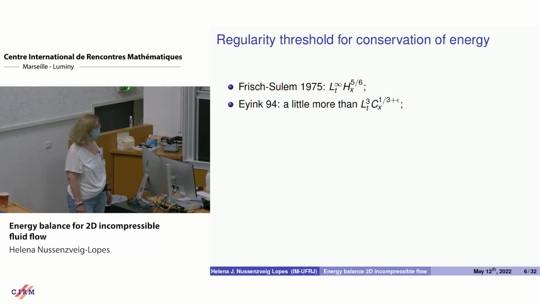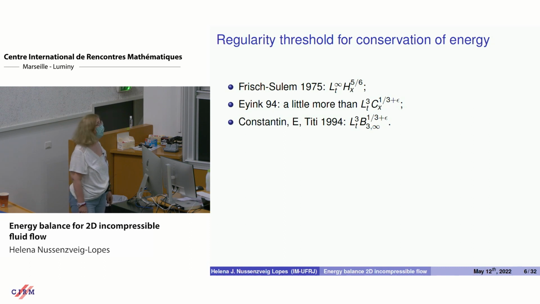Then two papers from 1994, by Constantin E and Titi, showed basically that if the Euler solution is L3 in time, B^{1/3+epsilon}_{3,infinity}, these are Besov spaces, this is really the correct regularity in a sense, then the energy is conserved.